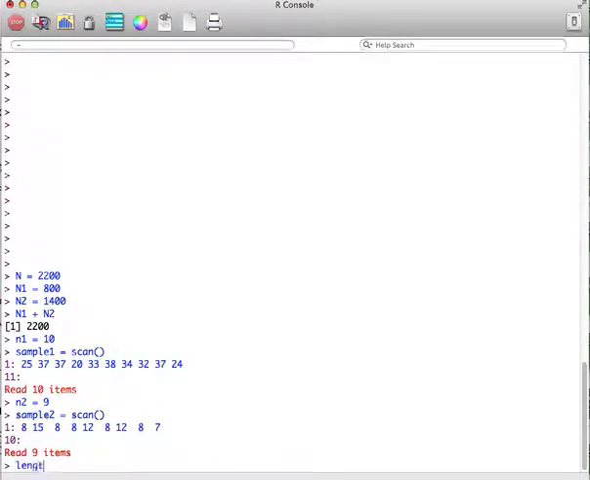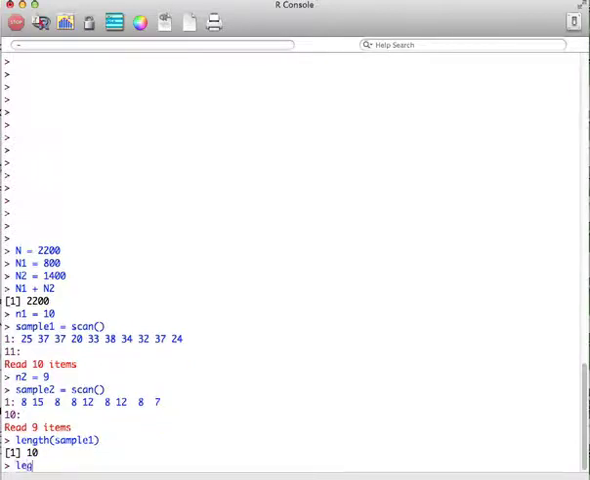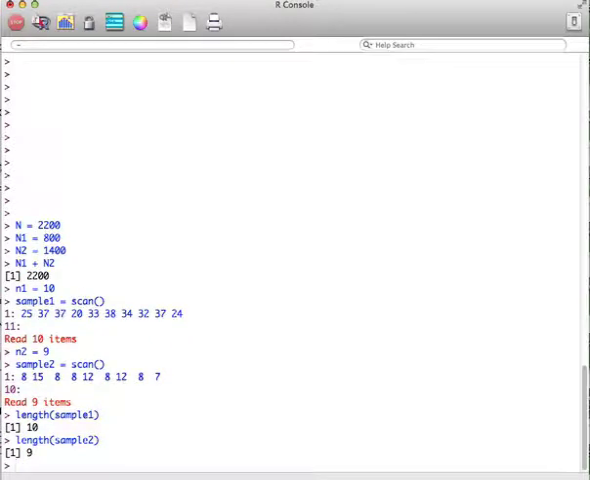By the way, I could always look at the lengths of these. Length of sample 1 is 10, length of sample 2 is 9, and so on. Look at their means and variances and so on. But instead I'm going to use the usual estimator. So let's look at the proportions of each one.